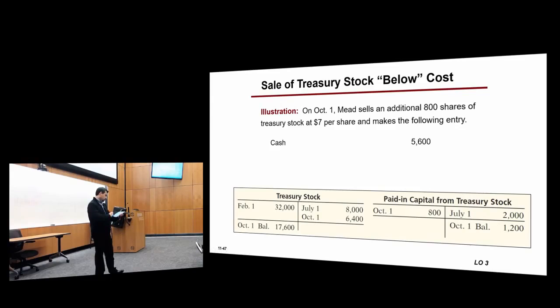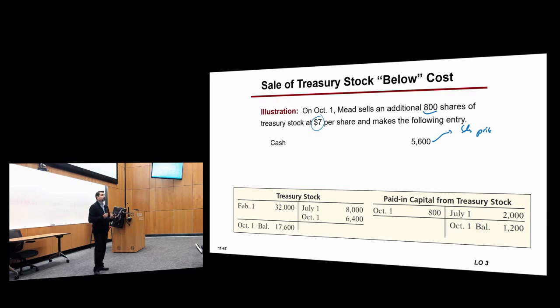800. It's very simple. It's 800 multiplied by 7. This is the amount of cash that the company will receive. So this is again based on sales price.